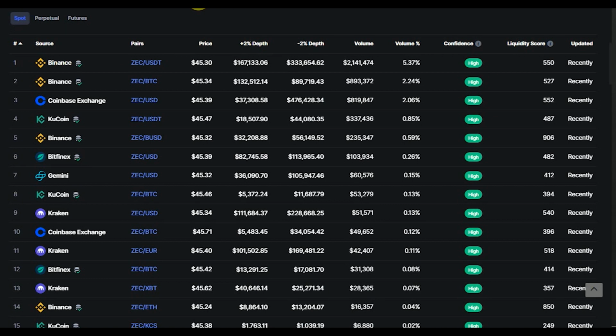So guys, if you want to get Zcash, where can we get it? We can get it on Binance Exchange, Coinbase Exchange, KuCoin Exchange, Bitfinex Exchange, Gemini Exchange, Kraken Exchange, and any other exchanges where you get your favorite altcoins.